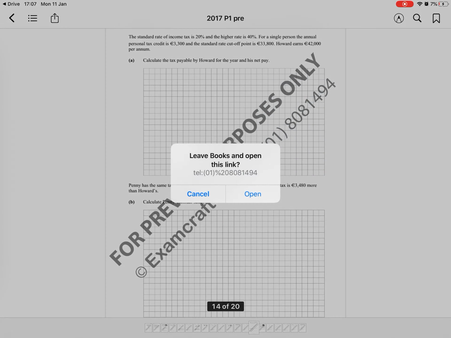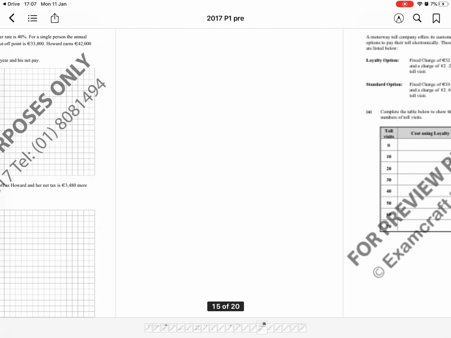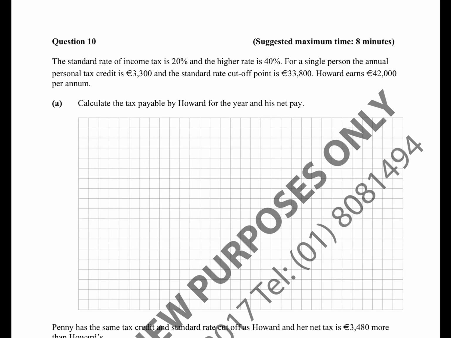Question, where are we now? I think this is question 10. It's looking at calculate the tax payable by Howard for the year and his net pay. So let's see, what's the problem with this?